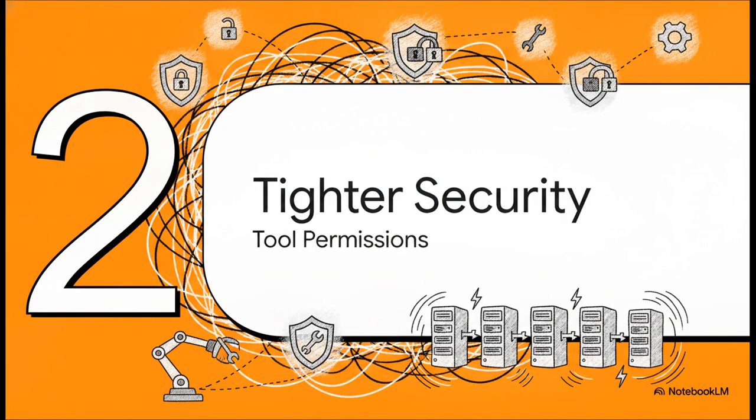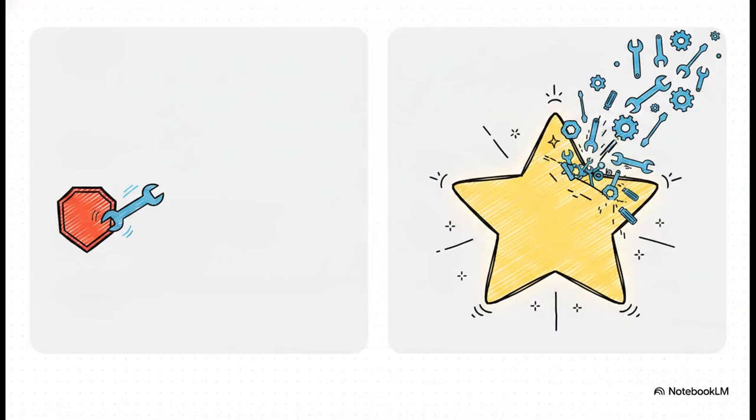Moving right along to Section 2, Tighter Security and Permissions. As we rely more and more on these complex, agentic workflows where tools are literally executing commands on our behalf, the stakes for proper security configurations get so much higher. Just look at the old way of blocking tools versus the new way.